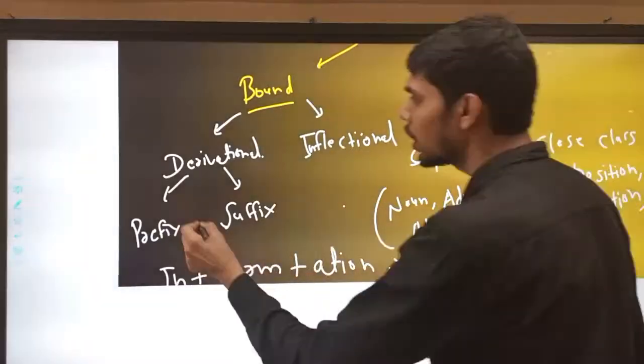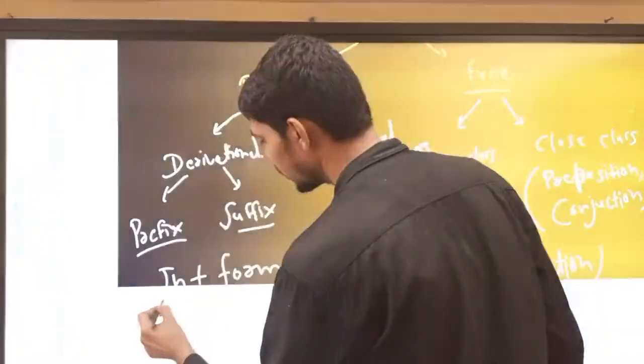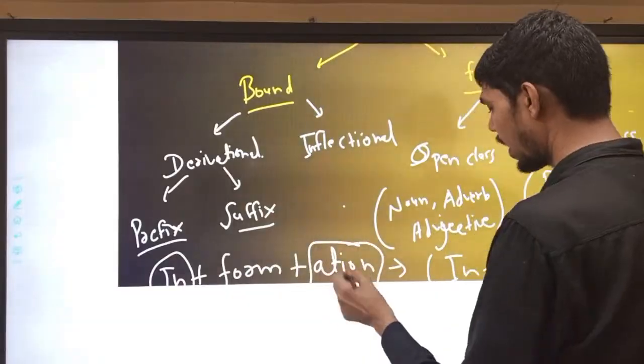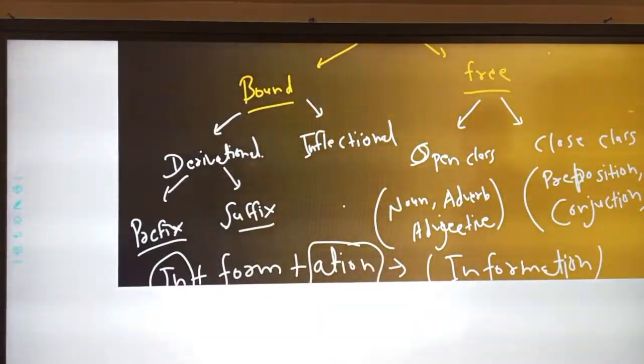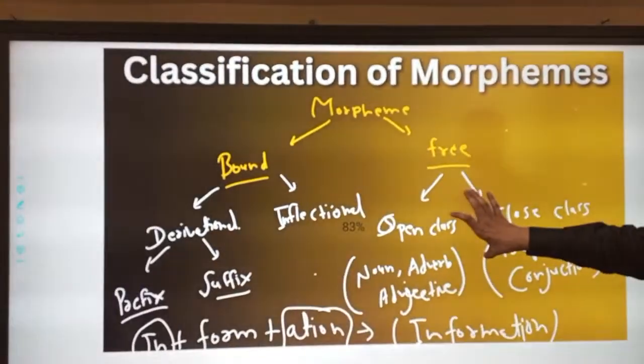Earlier I said that the derivational morpheme has two types, prefix and suffix. This in is the prefix and this ation is the suffix, and it becomes information. So this is the classification of the morphemes.